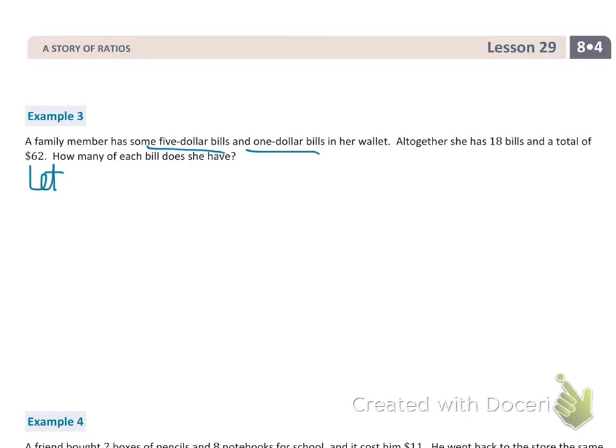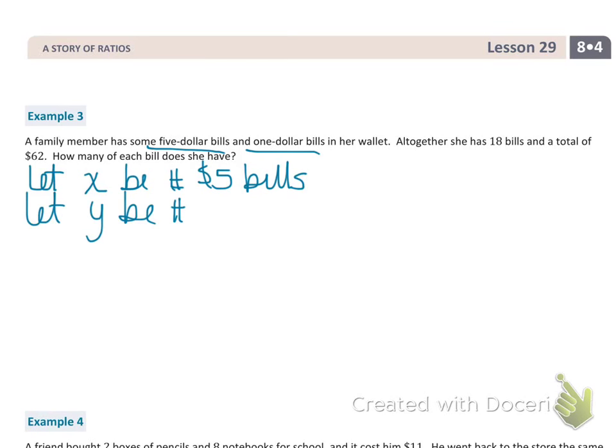So let's let X be the number of $5 bills, and let Y be the other one, the number of $1 bills.